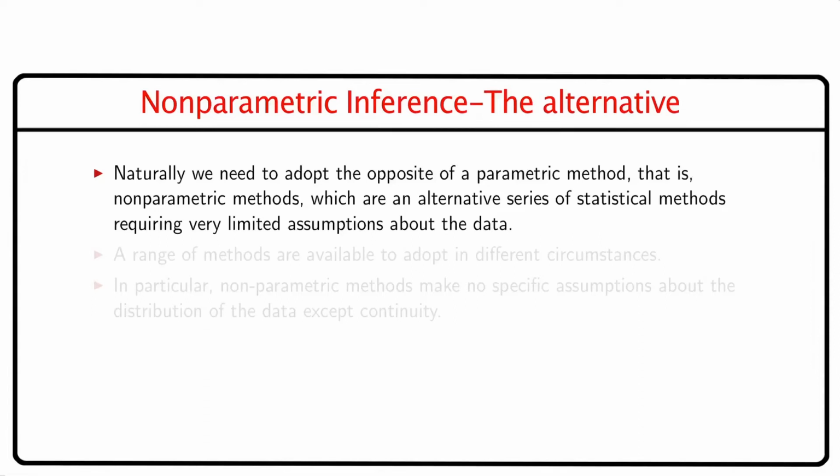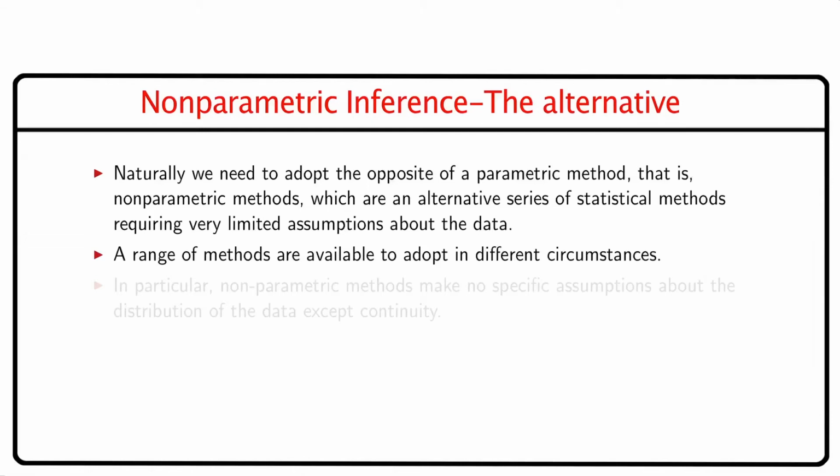But in most of the cases, the distribution underlying is not known, and we have to use some inferential procedure, and non-parametric inference is the only alternative in such cases. Since there is no parametric assumption, we need to adopt the opposite of a parametric method, that is non-parametric methods, which are an alternative series of statistical methods requiring very limited assumptions about the data.